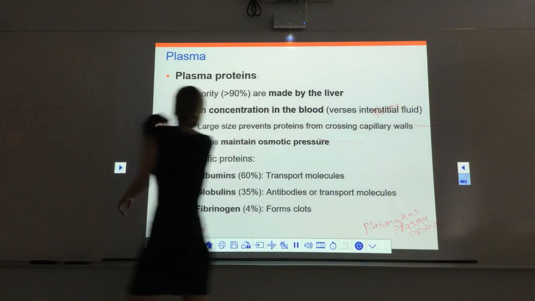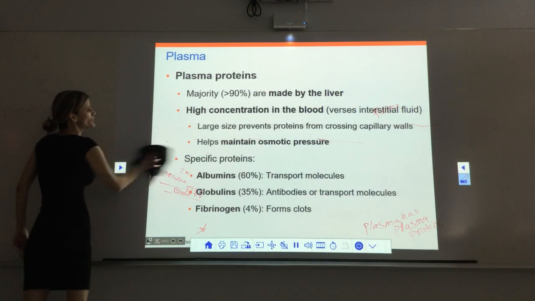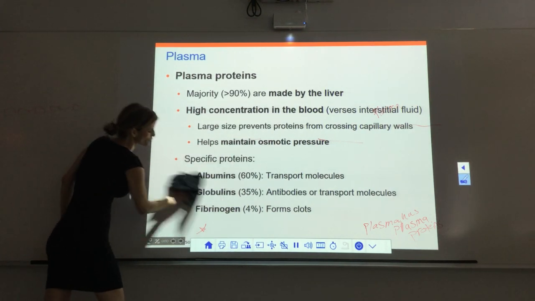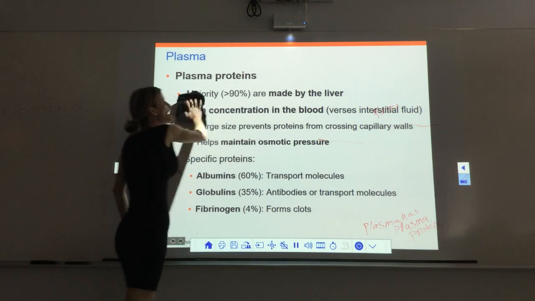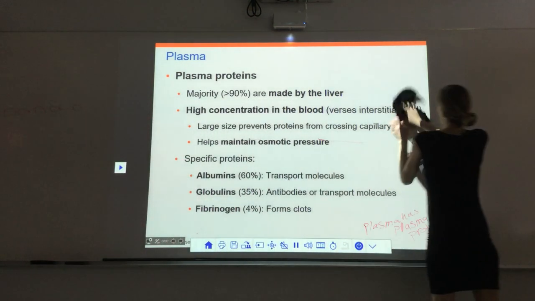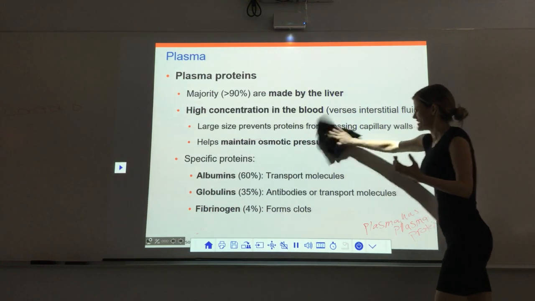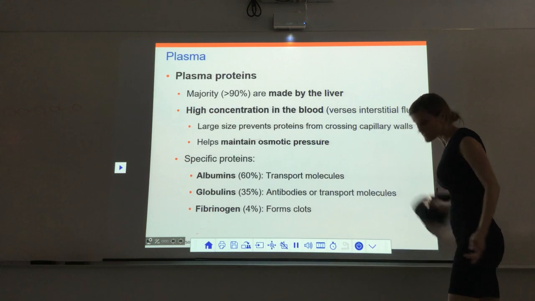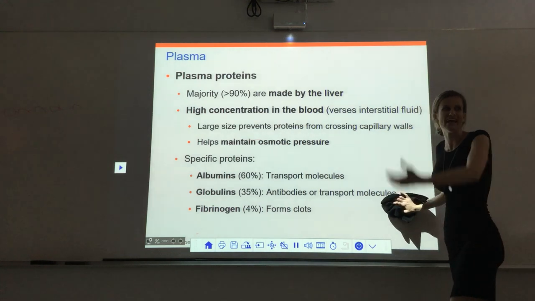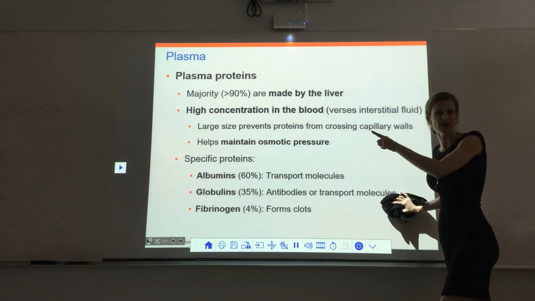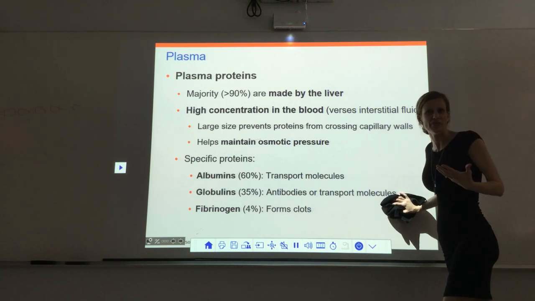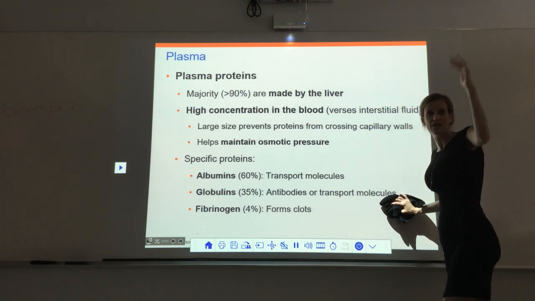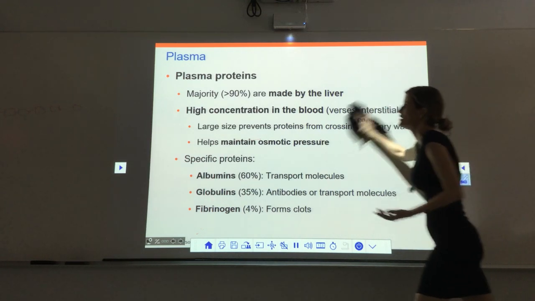Okay. So let's just mention plasma proteins really quickly. Plasma proteins, again, are proteins that are in the plasma. They're proteins that stay in the bloodstream. And the majority of these are made by the liver. This is an important thing for you to remember in the back of your head, because anytime you have a patient with liver failure or hepatitis, anything affecting the liver, you have to start thinking plasma proteins. Their plasma proteins are going to be messed up. They won't have enough plasma proteins because their liver is not functioning to make them. And then that's going to affect a whole host of other things.